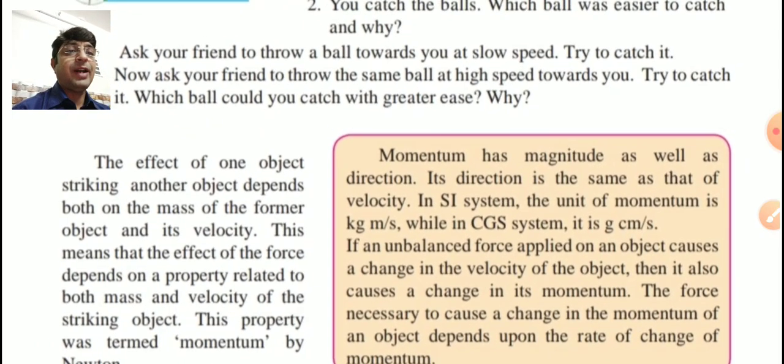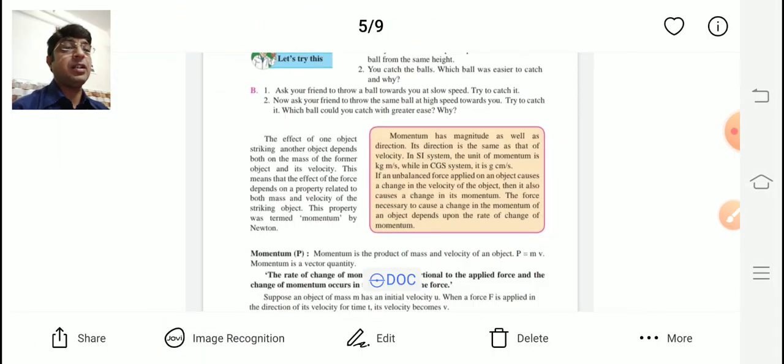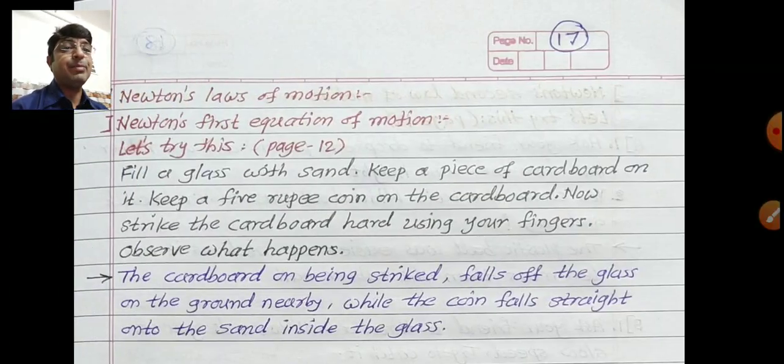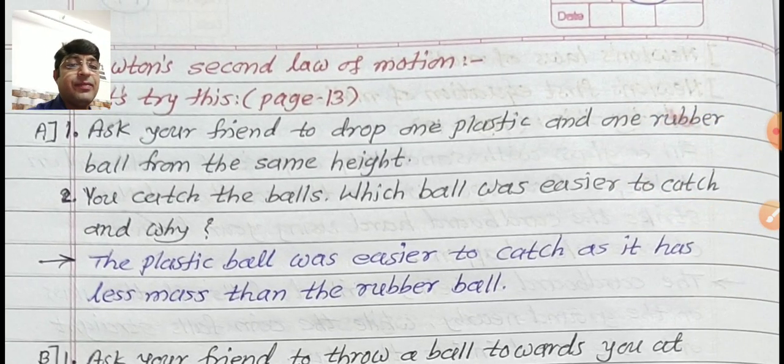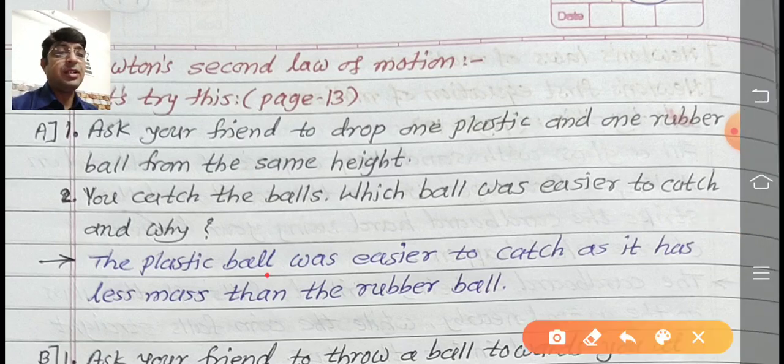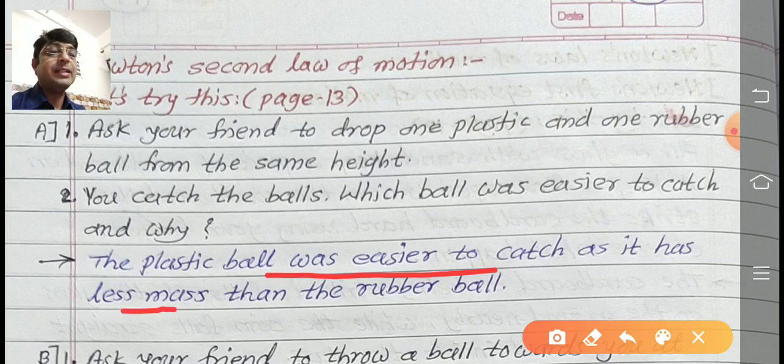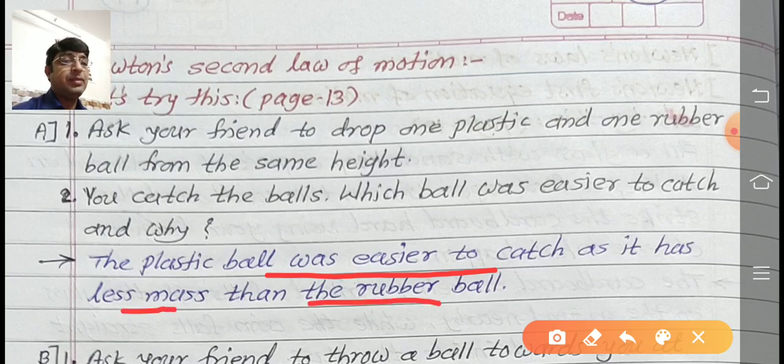So now the answers of these two questions, we will see the explanation on one separate paper. Check here. The answer to the first one is related to the mass of the ball. The plastic ball was easier to catch, as it has less mass than the rubber ball. It means the less the mass, the more easily we catch that ball.